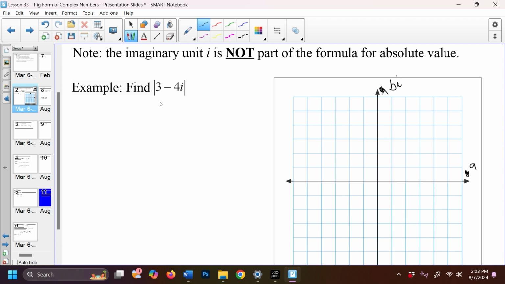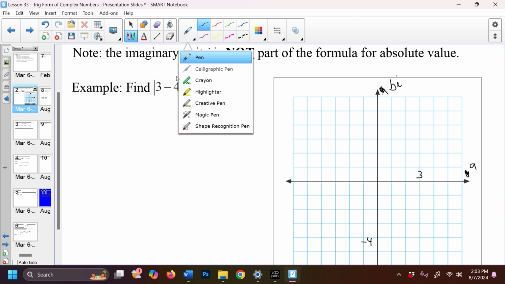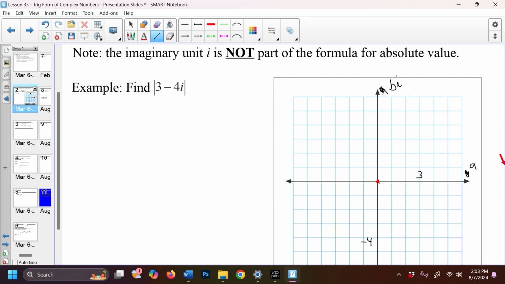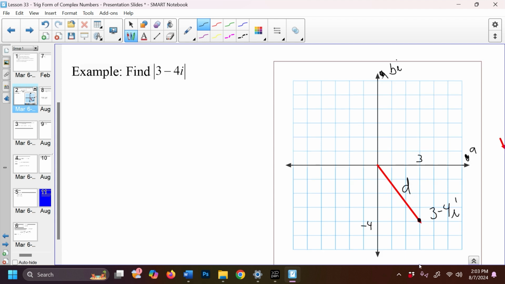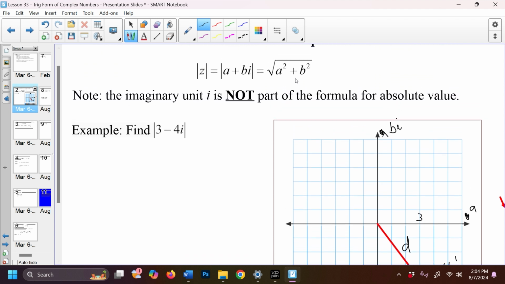If I were to plot the point 3 minus 4i, well, here is 3, and here is 1, 2, 3, 4, right there's negative 4. So if I put the complex number right here and call this 3 minus 4i, then the absolute value is just this distance right there, which makes it similar to the absolute value of just a real number. And that is why it looks like the Pythagorean theorem, like we've seen in a number of instances.